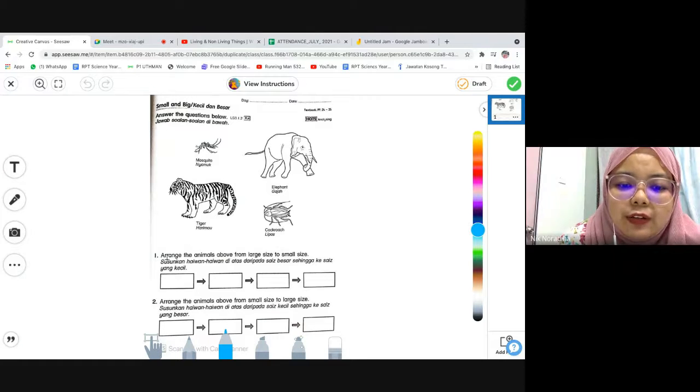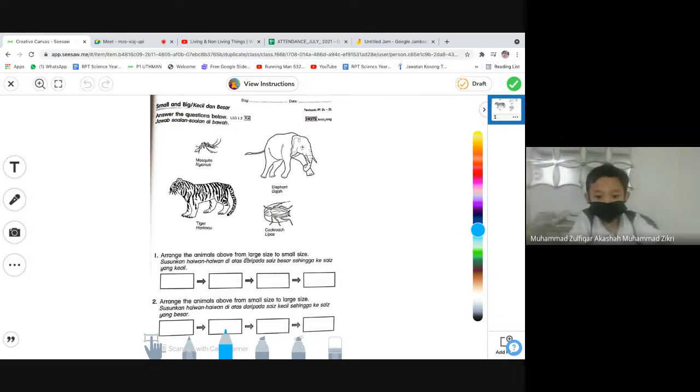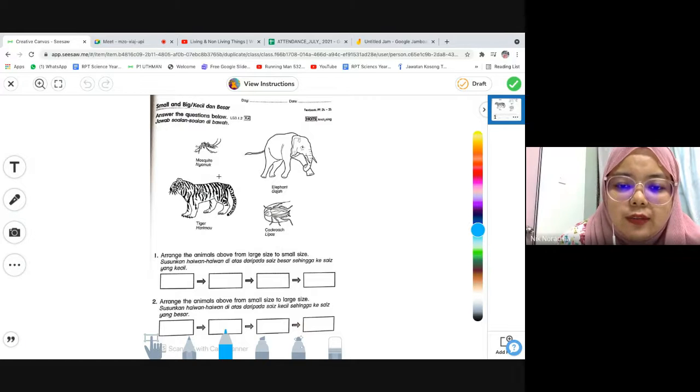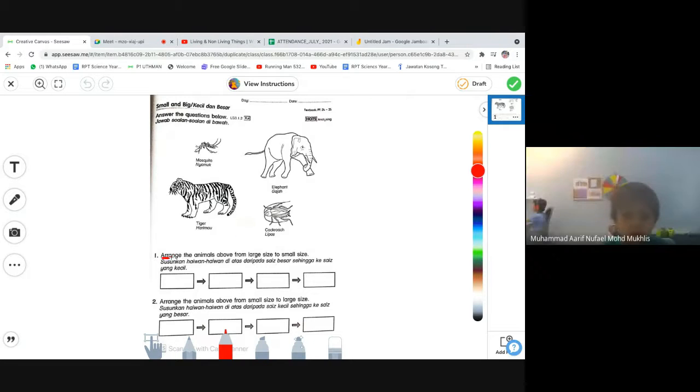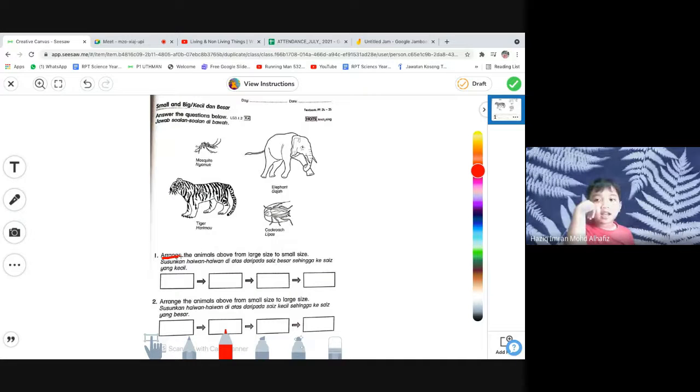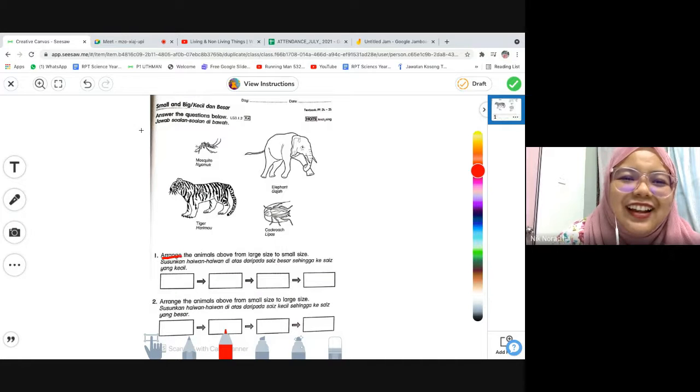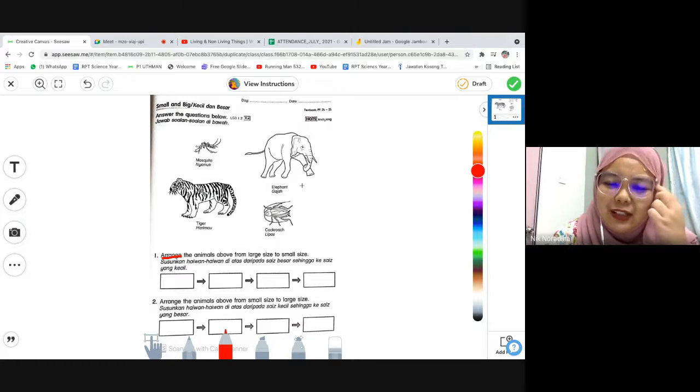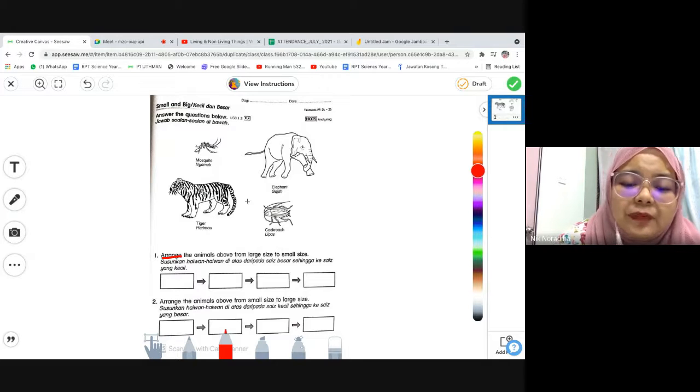Kasha, can you read arrange number one? Arrange the animals above from large size to small size. What does the question ask you to do? This one, Kasha, this one. Which page? Teacher, Haziq is done. Okay, Haziq, this one is not your book. It's not in your book, Arif Nufail. This one is in seesaw. Okay, you're welcome. Kasha, this question asks you to arrange.